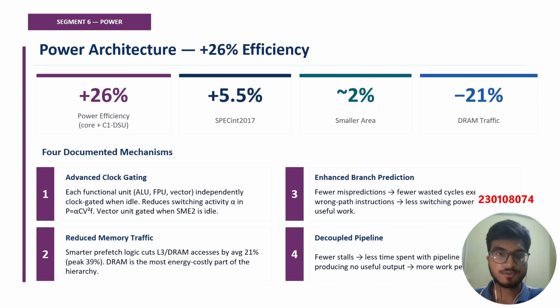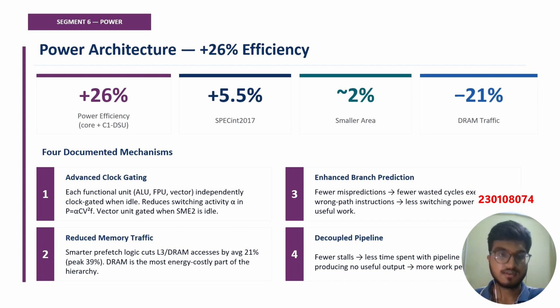Method 2. Reduced memory traffic. In this mechanism, a smarter prefetch system reduces L3 and DRAM accesses by 21% on average, lowering power consumption in the memory subsystem. Method 3. Improved branch prediction. In this mechanism, a better branch prediction is employed which reduces mispredictions, avoiding wasted cycles and unnecessary power usage. Method 4. Decoupled pipeline. In this, the pipeline units are separated, which improves instruction flow, reducing stalls and increasing efficiency.